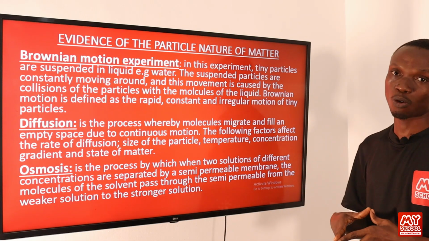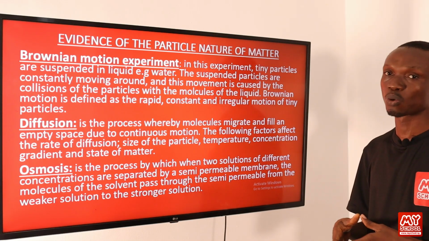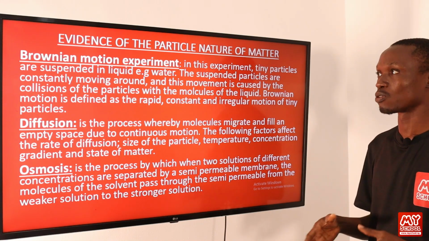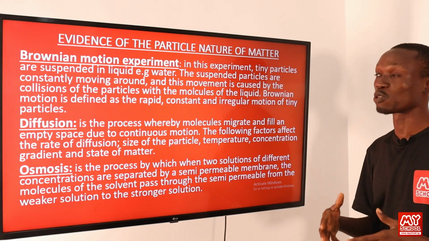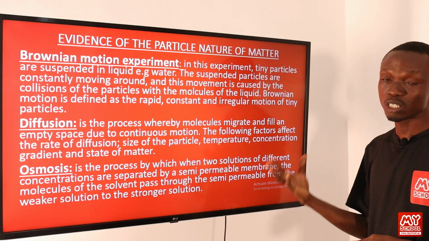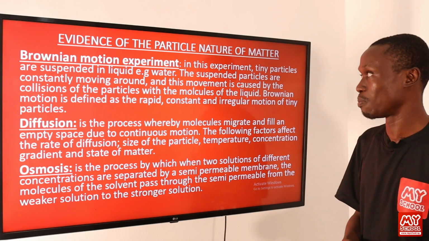And what you must take note of is that when we are talking about particle, we are actually referring to atom, molecule or ion. So just take note of that. So we have many evidences to show that matter is made up of particles, okay? But in this lesson, we are just going to examine 3 of those. So we begin with the Brownian motion experiment.